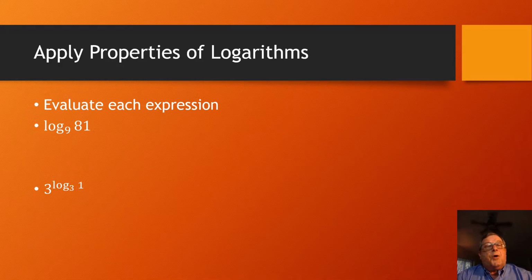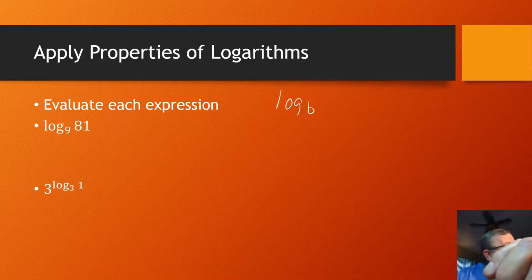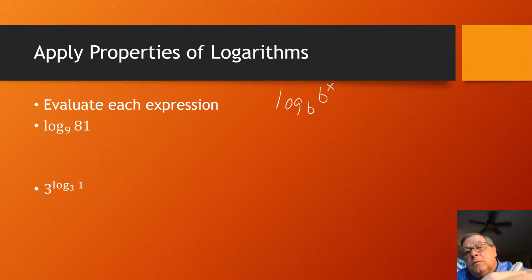Well, we got a couple of expressions here that we're going to take a look at and apply properties of logarithms. And this first expression, we've got log base 9 of 81. Now, one of the properties of a logarithm would be this, that the log base b of b to the x equals x.